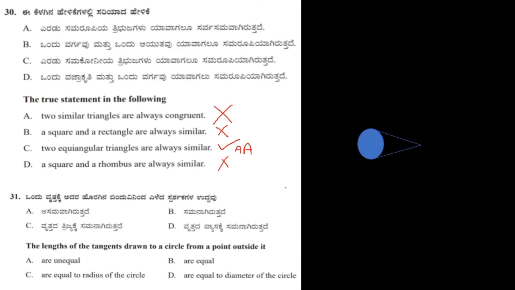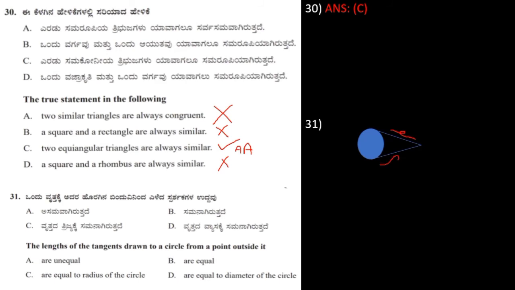31st one, the lengths of the tangents drawn to a circle from a point outside is. Outside means it's an external point. Like the theorem, you draw two tangents from outside the circle, so we know that the two tangents are equal to each other. That's what they are asking for, which option is correct.